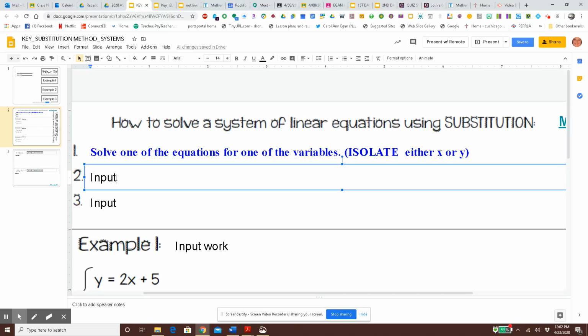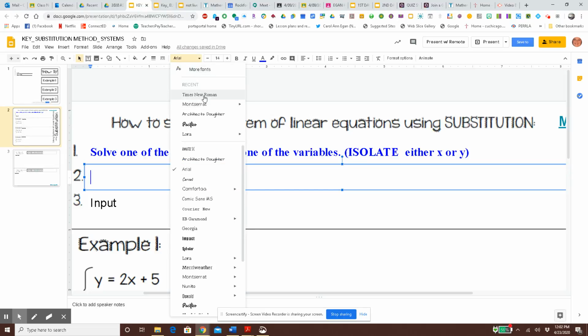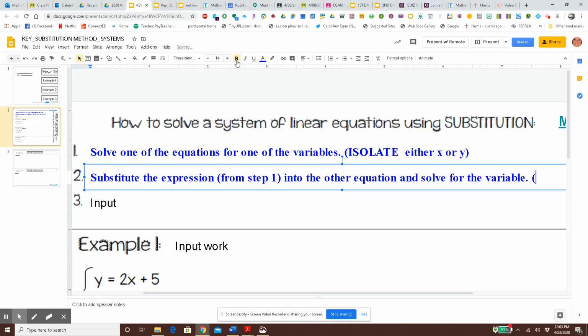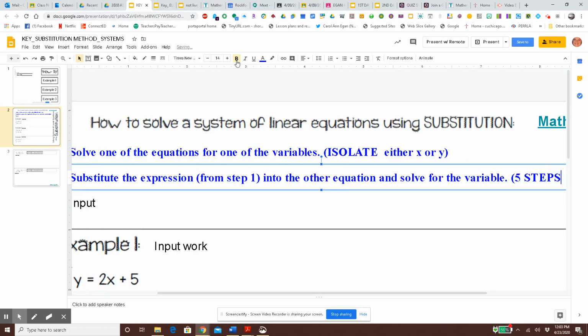So then after we have that done, we're going to want to substitute the expression from step one into the other equation and solve for the variable. I'm going to put 5 steps.